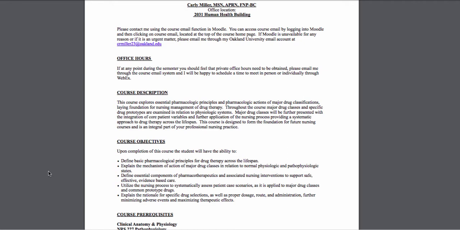The routes and dosages I'll bring that a little bit more into detail as we go through drug classes. A lot of this stuff too, you have to remember you're going to look all this stuff up. So don't stress when you're trying to memorize all this stuff. It's a lot to learn.